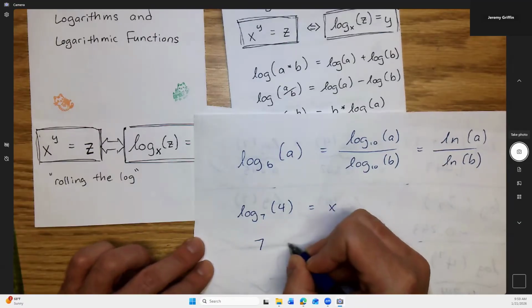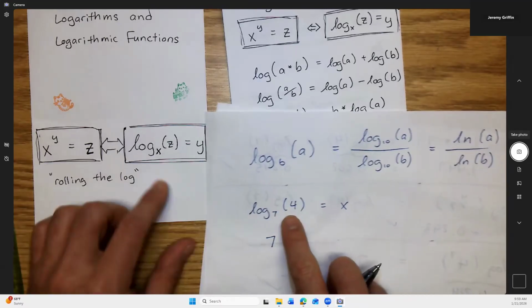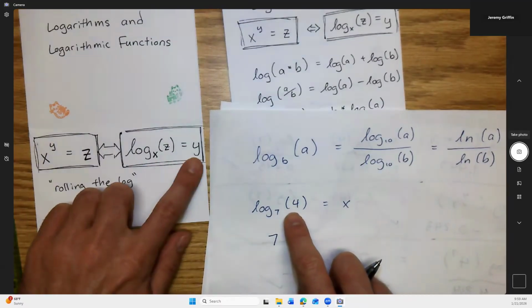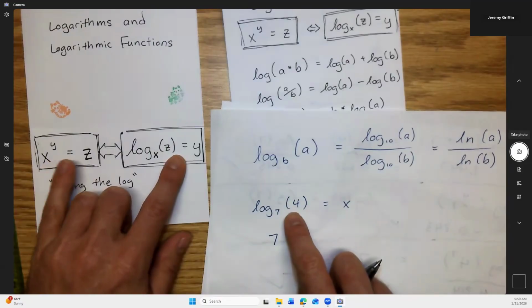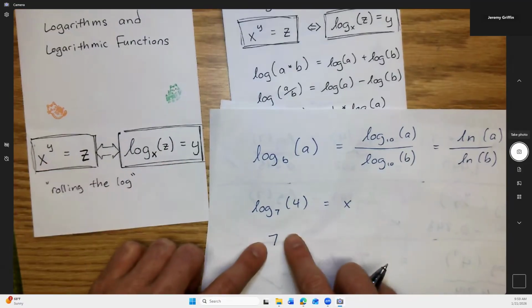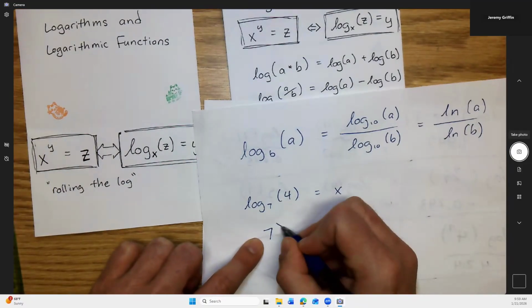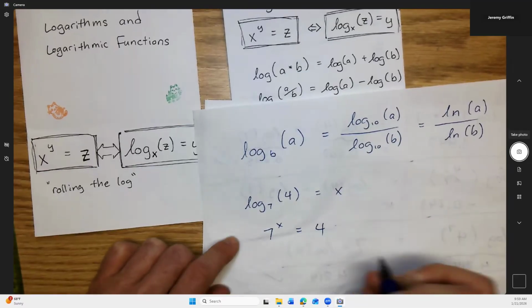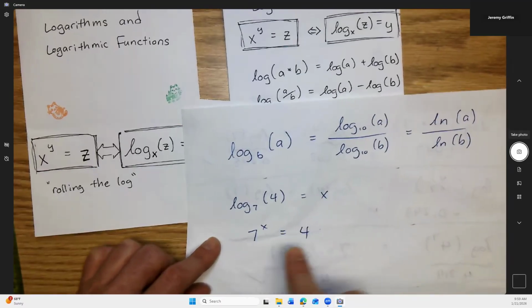7 to the... here, look at it right here. X to the y equals z, right? X to the y equals z. So 7 to the power of what? X is equal to 4, right? And we'll come back around. We'll see if this is true.